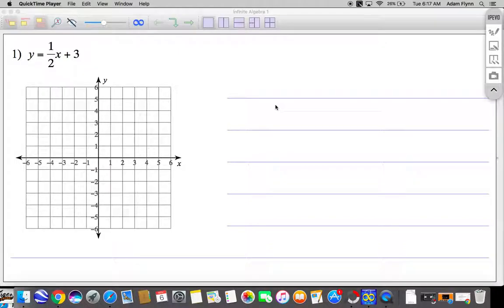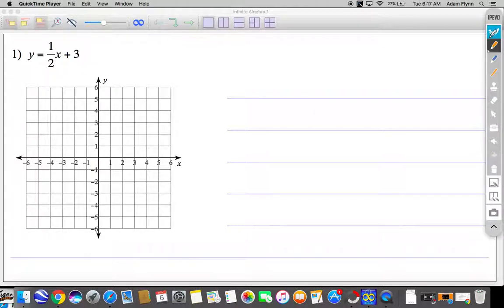This is the example video for graphing a line in slope-intercept form. So first off, I know this equation's in slope-intercept form because the y is by itself. Okay, I've got my y equals mx plus b, where m is the slope, and b is the y-intercept.